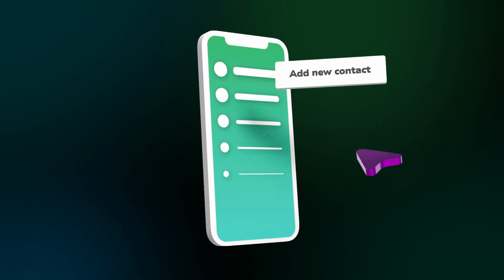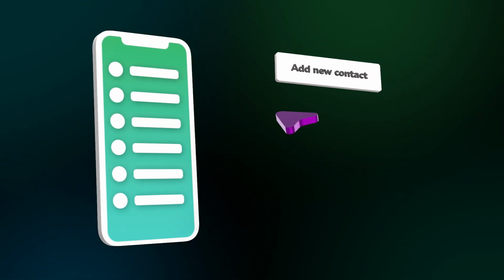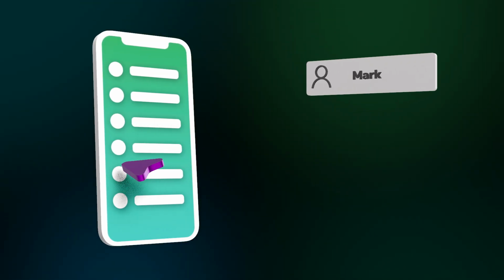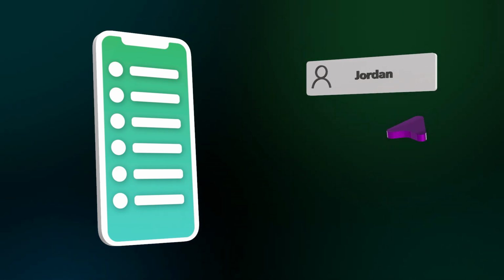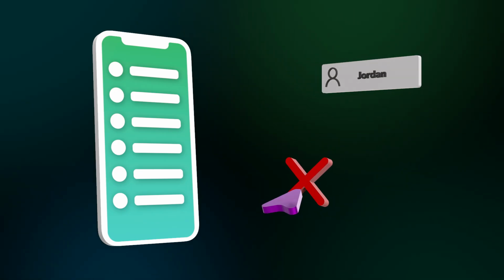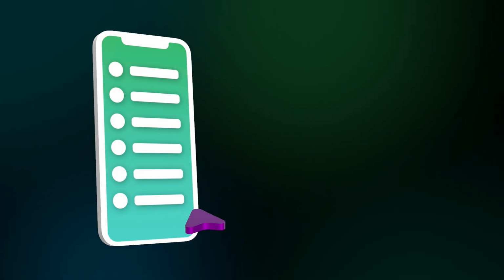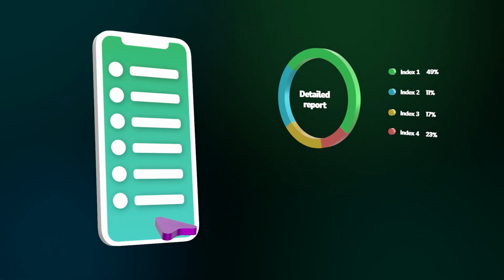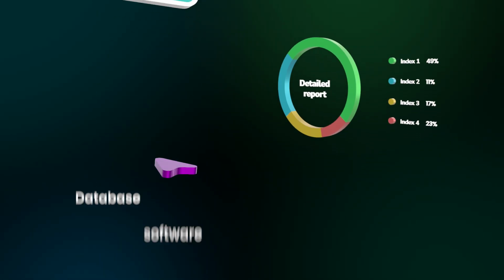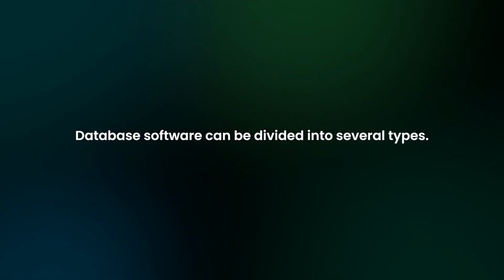Think of it as entering a new contact into your phone. It also allows you to modify the existing information as easily as updating the contact's phone number. And if you no longer need specific information, database software can delete it. Moreover, database software can create detailed reports to help you track and analyze data trends and make well-informed decisions based on them. Database software can be divided into several types.